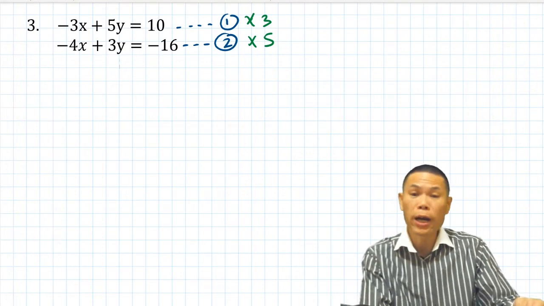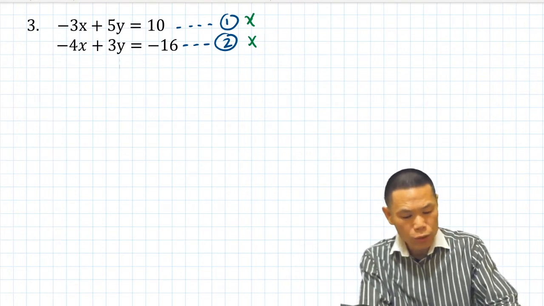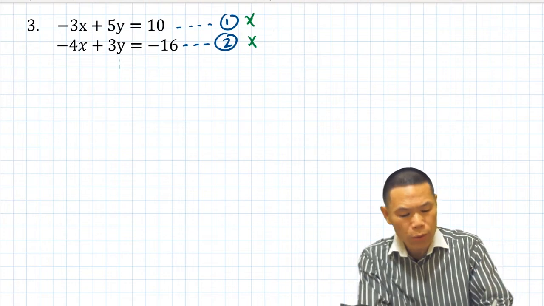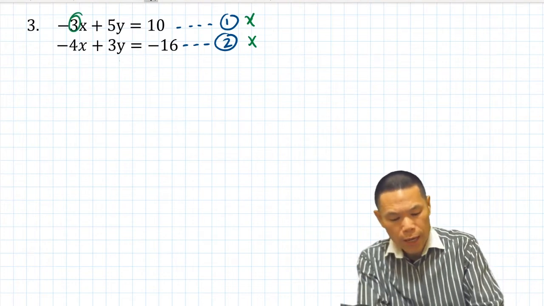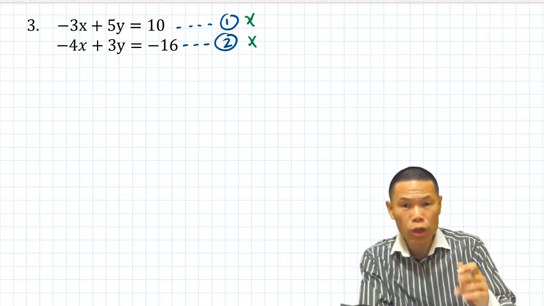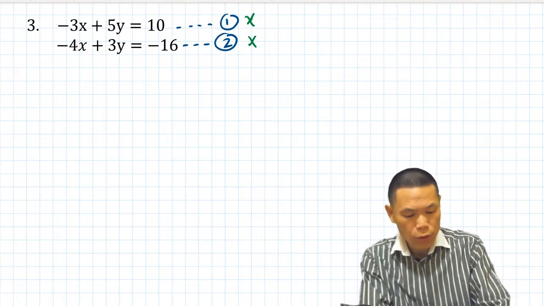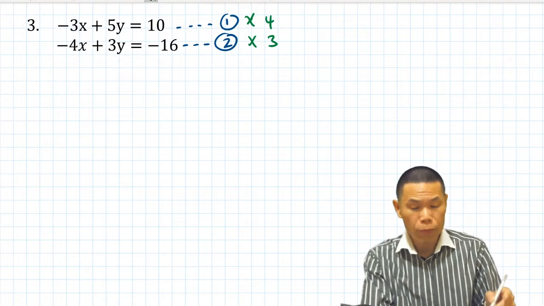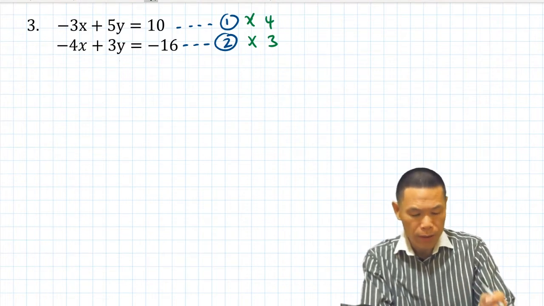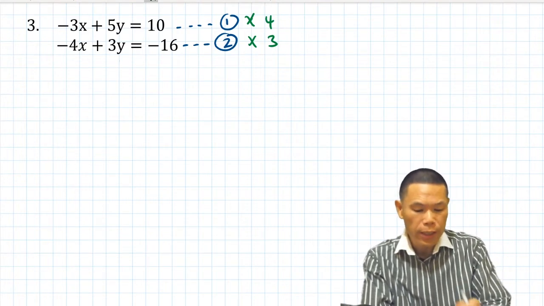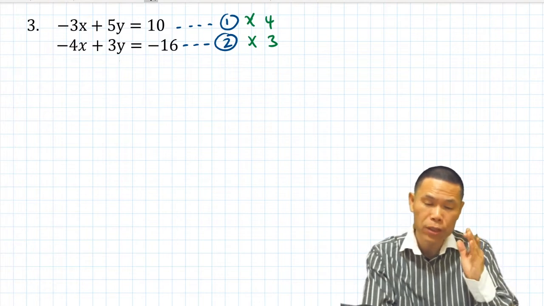But I'm going to try to eliminate x. To eliminate the x variable, because we have 3 there and we have 4 there, the lowest common multiple is 12. So I times this by 4 and I times this by 3. Of course, every term you must times by 4 for the first one, and for the second equation, you must times every term by 3. Keep that in mind.